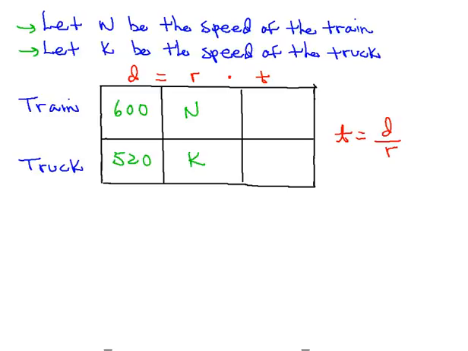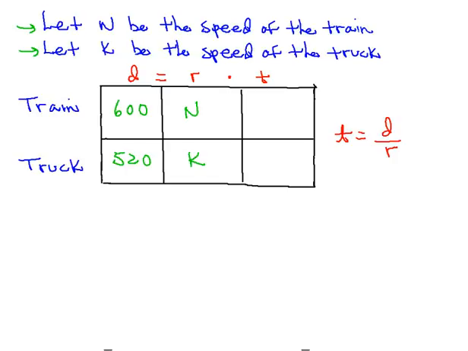Now before we write the system of equations that we need to solve this problem, I think it'll be helpful if we organize the information into a chart. So I've made two rows here. The first row is labeled the train, the second row labeled the truck. And I've listed the distance formula across the top there where you can see distance is equal to rate times time. So I've put 600 in the distance column for the train and 520 in the distance column for the truck. The rate for the train, capital N, the rate for the truck, capital K.